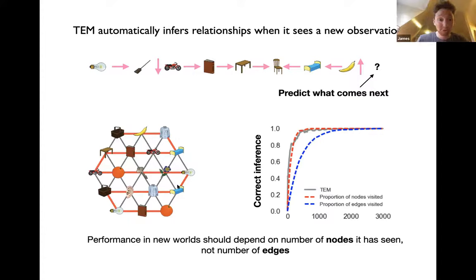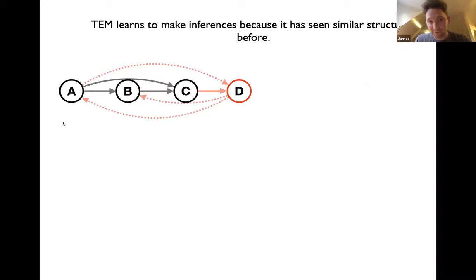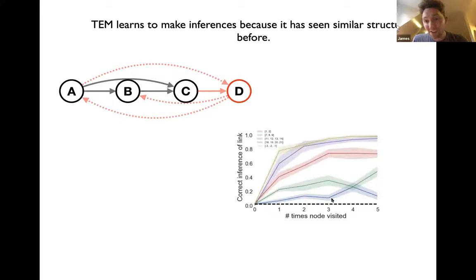So performance is in line with the number of nodes I've seen, not the number of edges that I've seen. Okay, and we can do the same sort of stuff in these worlds of transitive inference. I should say all the worlds are actually much bigger than what I'm showing here. And so the blue line is right at the very beginning of training. It's got no idea what's going on. But after it's seen 10, 20, 30 of these transitive inference graphs, it's been able to abstract the structure of what's going on. And immediately, straight away, it performs really well in new worlds.